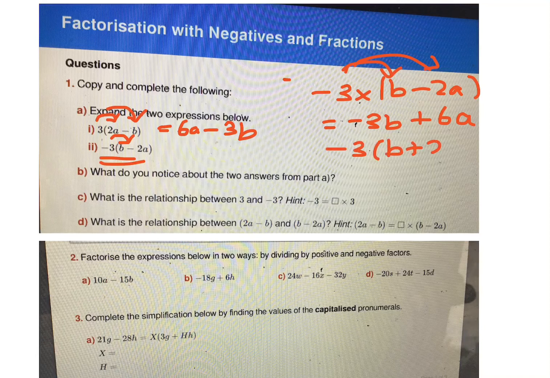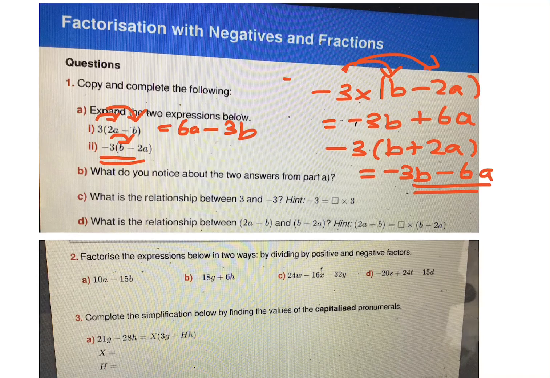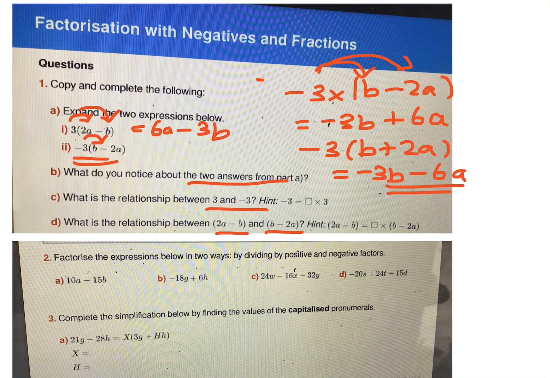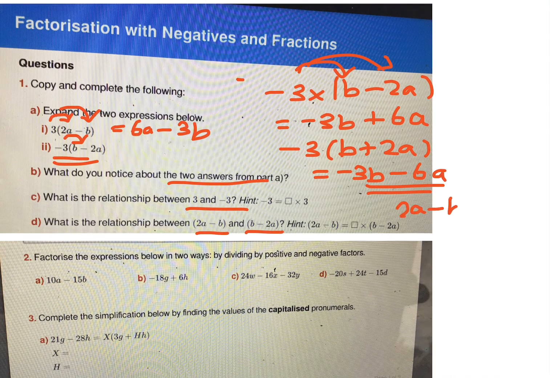If you had b plus 2a, then minus 3 times b is minus 3b. Minus 3 times plus 2a is minus 6a. So you notice that the sign changes in the middle, the minus 3 changes the sign in the middle. So what's the difference between 2a minus b and b minus 2a?